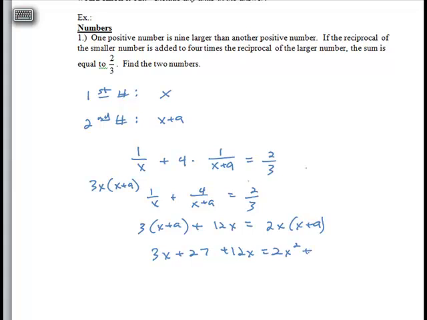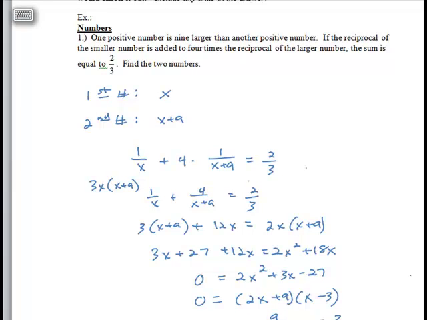We see that exponent of 2, so we know it is a quadratic equation. Get all your terms on one side of the equation, setting the equation equal to 0. And then of course we solve these by factoring. Which gives us 2 possible solutions, negative 9/2 and 3.